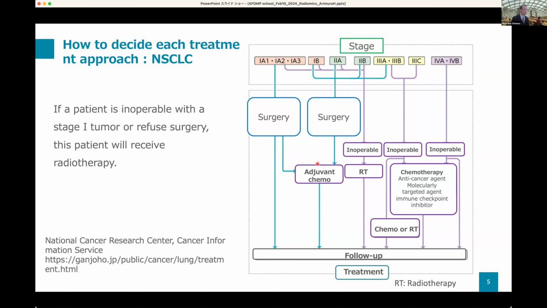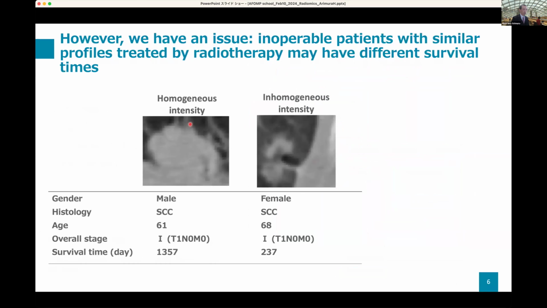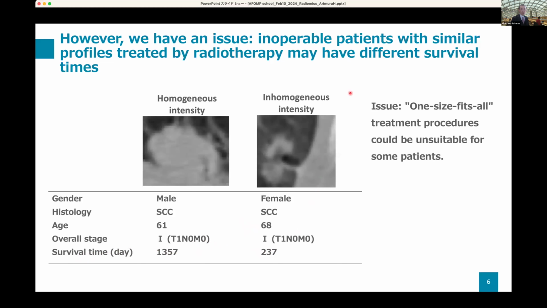But we have a problem. So here are two patients with similar profiles treated by the same radiotherapy. And look at this, almost the same profiles, but quite different survival times, like this. So almost 4 years and less than 1 year. So in this case, we have an issue. One-size-fits-all treatment procedures could be unsuitable for some patients.